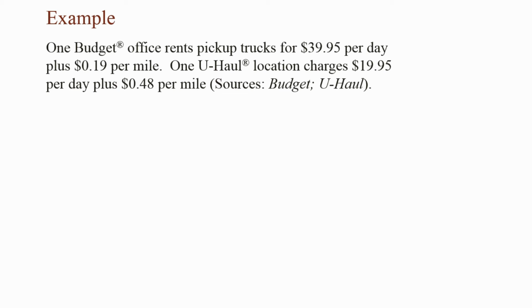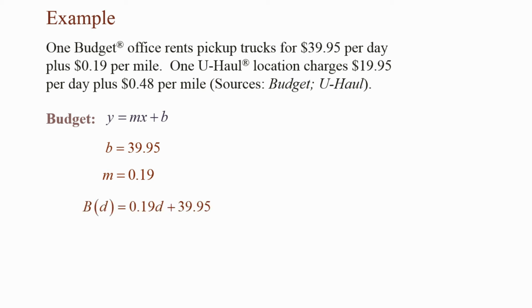Starting with Budget, we want to use y equals mx plus b for our model. Our y-intercept b is 39.95, since that's what we start with. Our slope is 0.19, since this is how much is charged for each additional mile. B of D equals 0.19D plus 39.95.